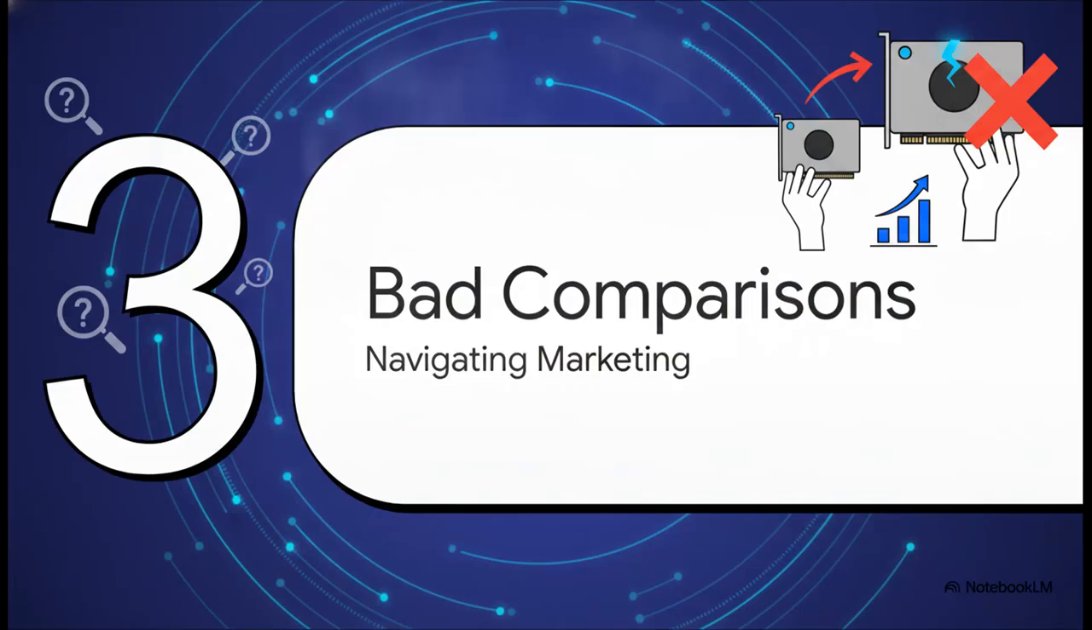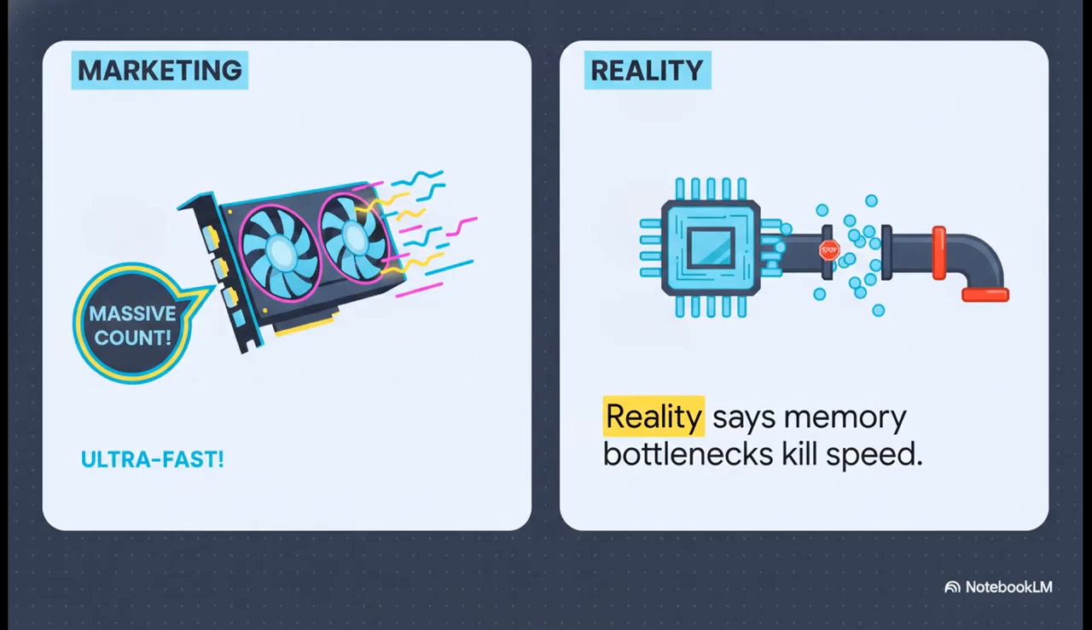Okay, Section 3, avoiding bad comparisons. Let's talk about how to navigate through all that marketing noise. Marketing departments are literally optimized for attention. They want you to look at a consumer GPU with a massive boost clock and think, wow, that's a beast for everything. But ignoring sustained power limits, a lack of precision support, or weak memory bandwidth, just because a consumer card looks fast on paper, that is a recipe for disaster if you're operating in an enterprise or AI environment.